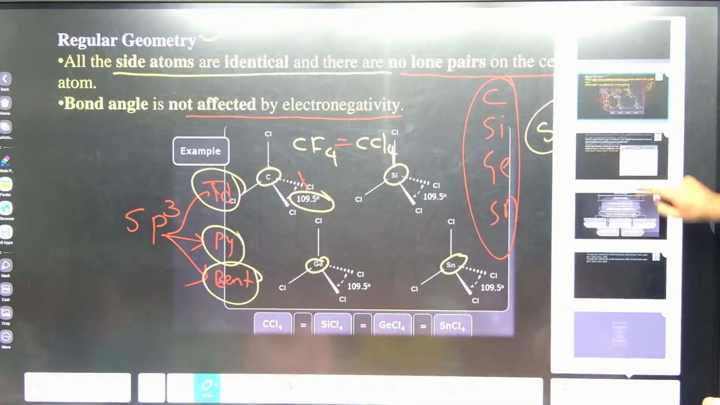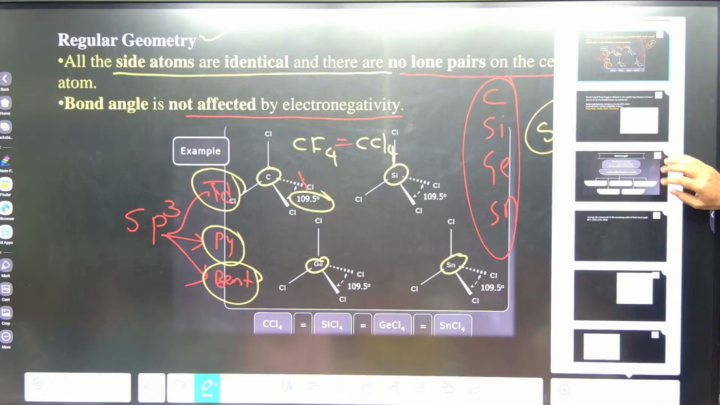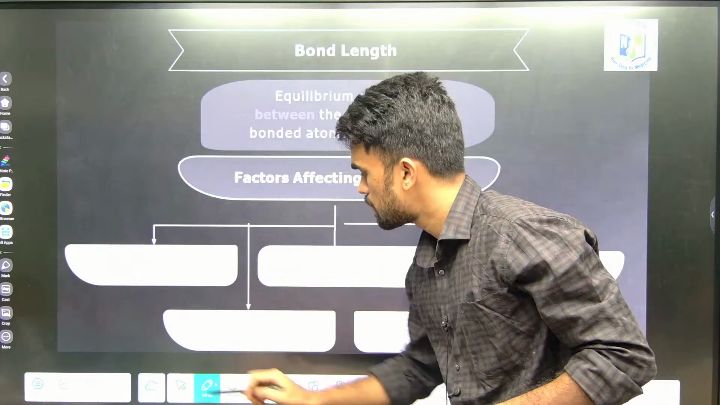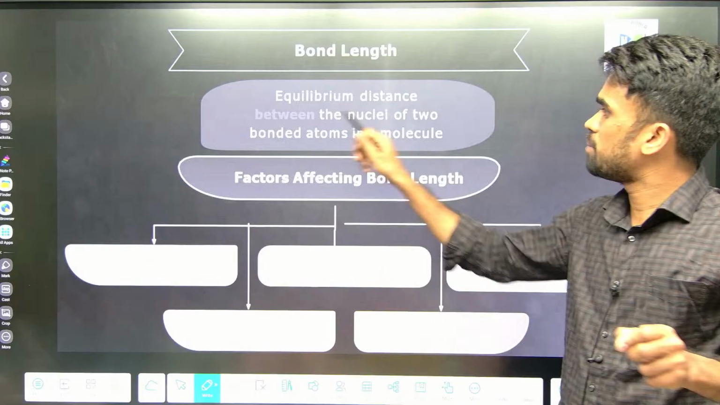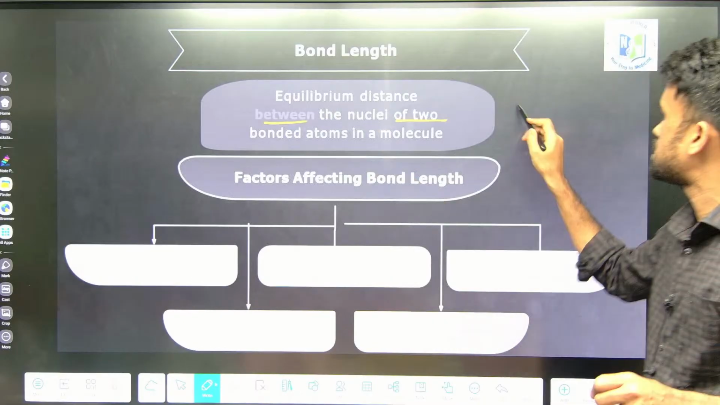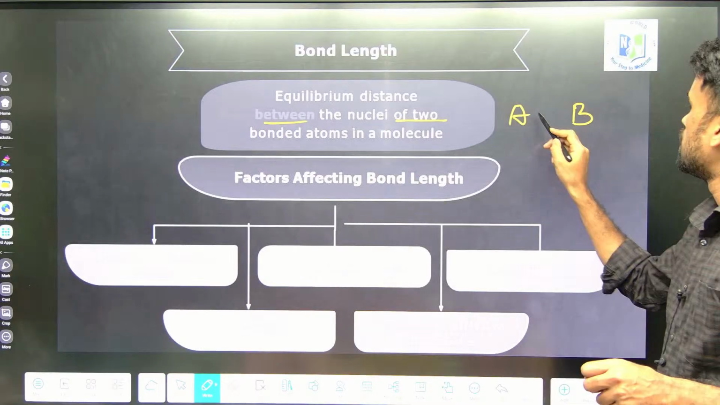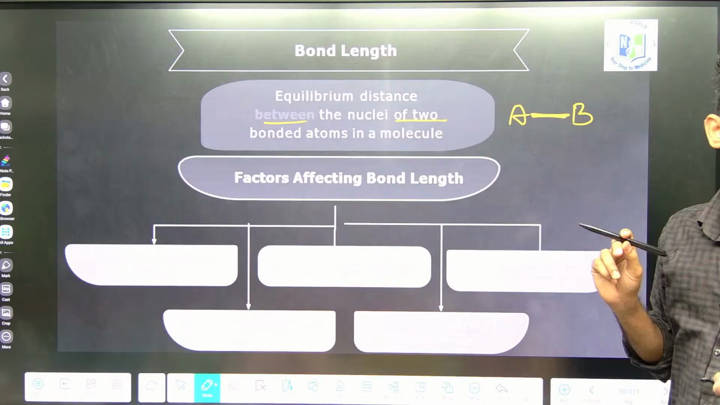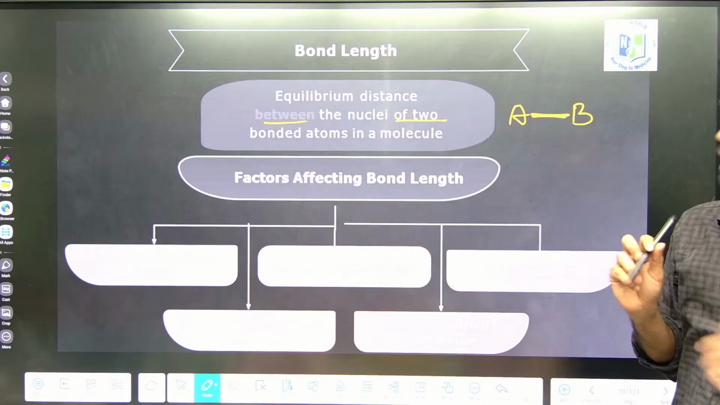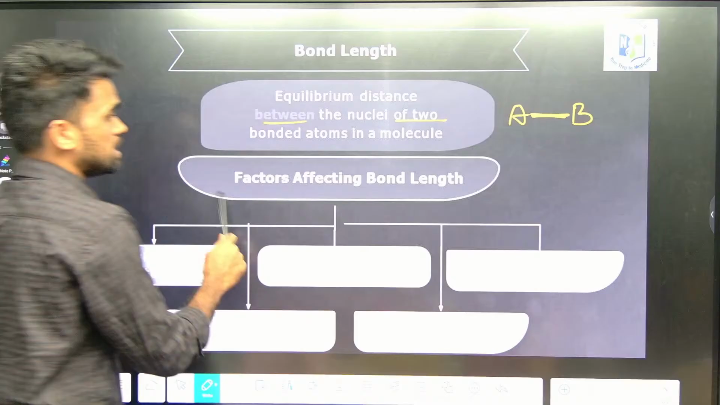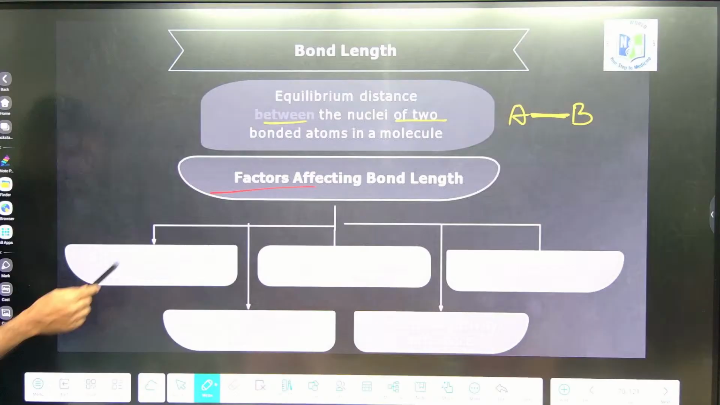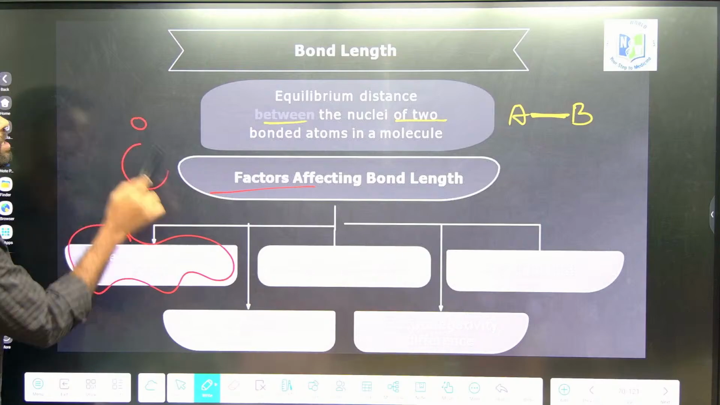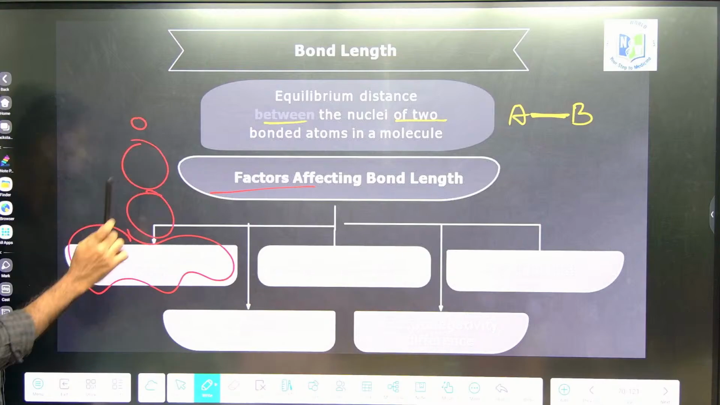Next comes bond length. What about bond length? It is the equilibrium distance between the nuclei of two atoms. If A and B are the atoms, the distance between these two nuclei is considered to be the bond length. Now what are the factors affecting the bond length? The first factor is the size of the bonded atom. If the bonded atom is small, the bond length is also small. If the size increases, the bond length also increases.